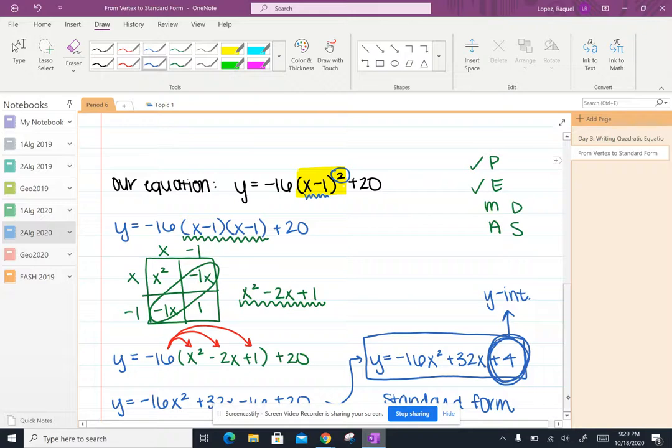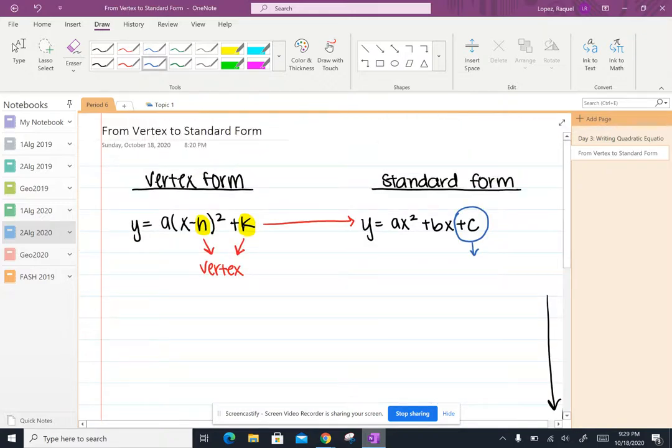Okay, so that's just one thing to note and to write down. So in vertex form, you get your vertex, and in standard form, you guys are gifted the y-intercept.